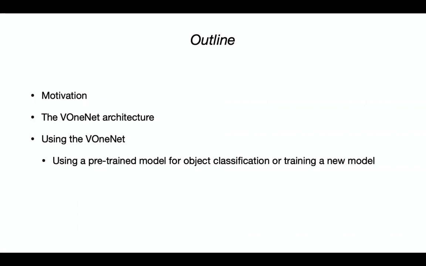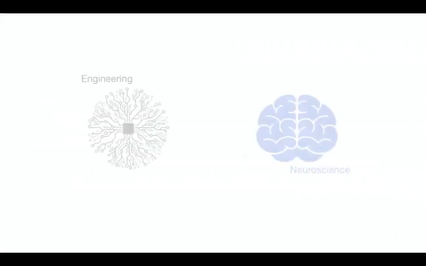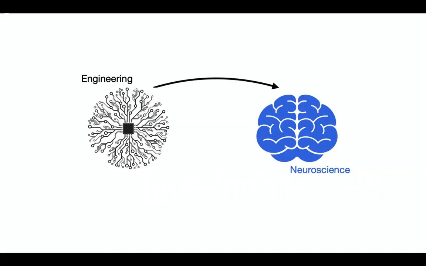So I'll show you how you can use a pre-trained model for object classification, or how you can train a new model, and then how you can just use the front end of the model, that is this neural network implementation of a primary visual cortex, and how you can configure this VOne model and eventually use it for your own projects.